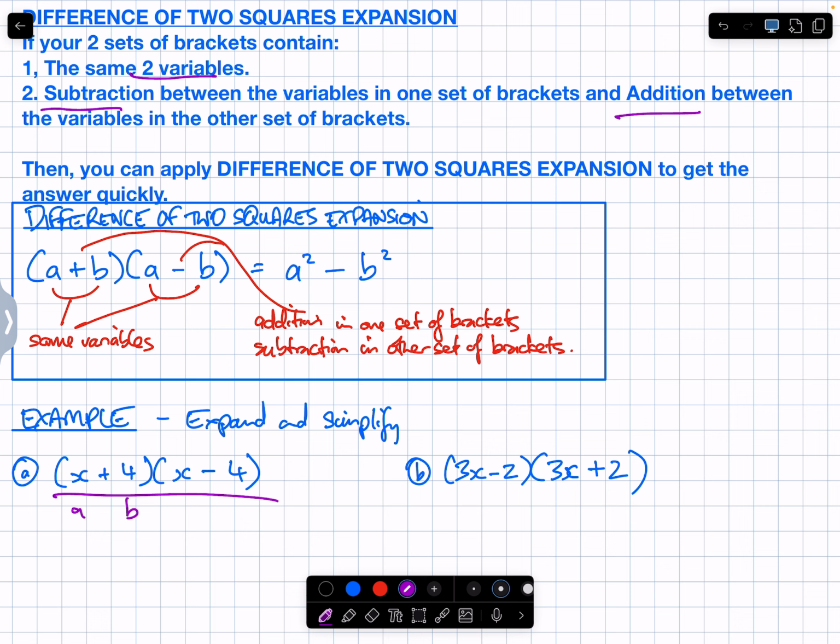So the shortcut to your answer is going to be X squared, take away 4 squared. Not done yet. There's nothing to stop you working out what 4 squared is. It's 16. That's the shortcut in operation. Okay?